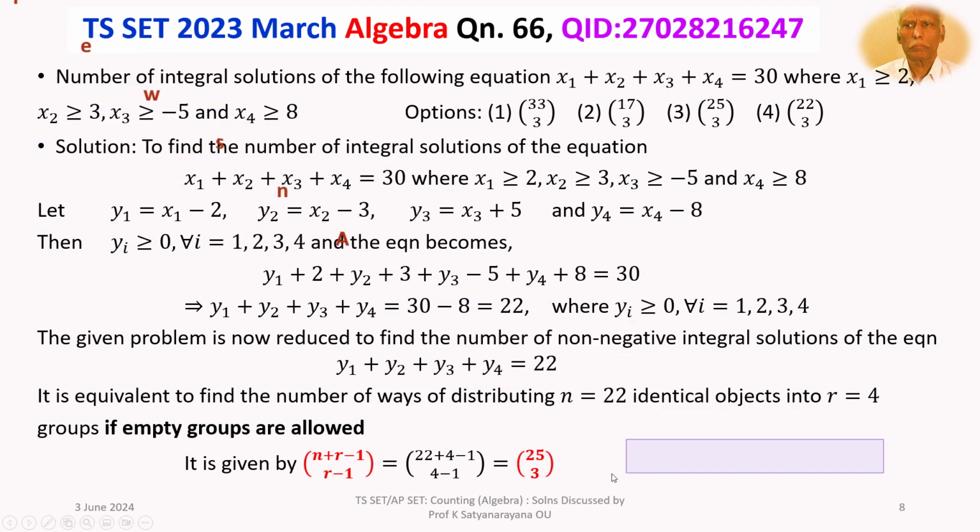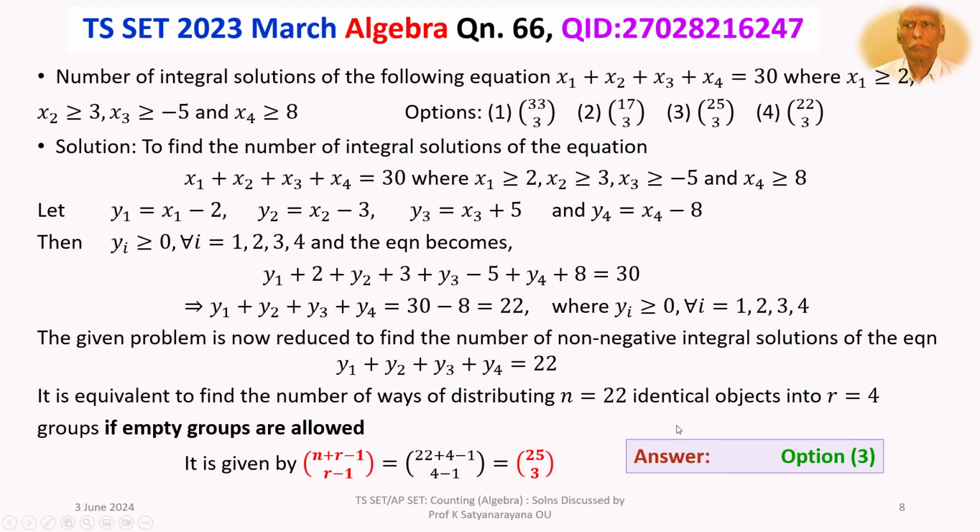So let's look at our options. In the options, 25C3 appears against option 3. Therefore, the answer to this question is option 3. So that is the detailed solution of this question.